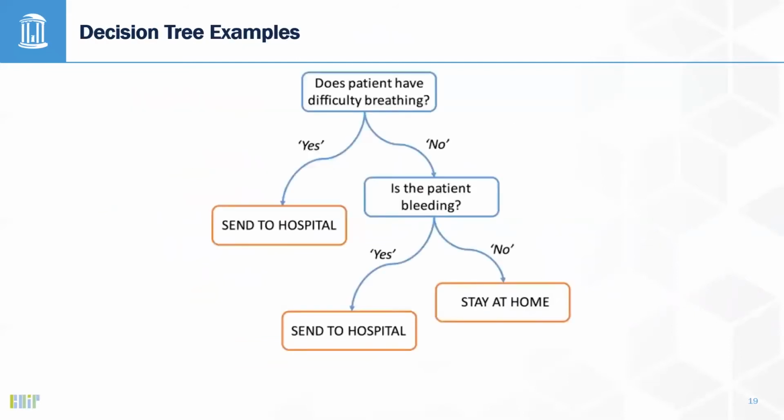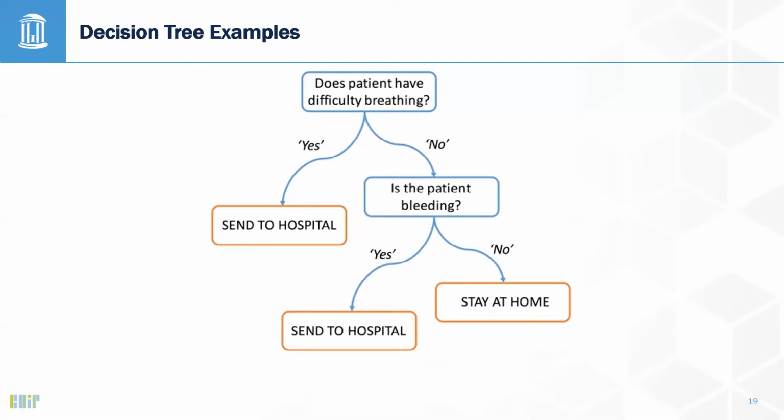Let's revisit the simple decision tree we saw earlier about whether to send a patient home or to the hospital and recap. As we mentioned, a decision tree can be classification or a regression tree. In this case, this is a classification tree because there are only two possible predictions or outcomes. These are stay at home or send a patient to the hospital.